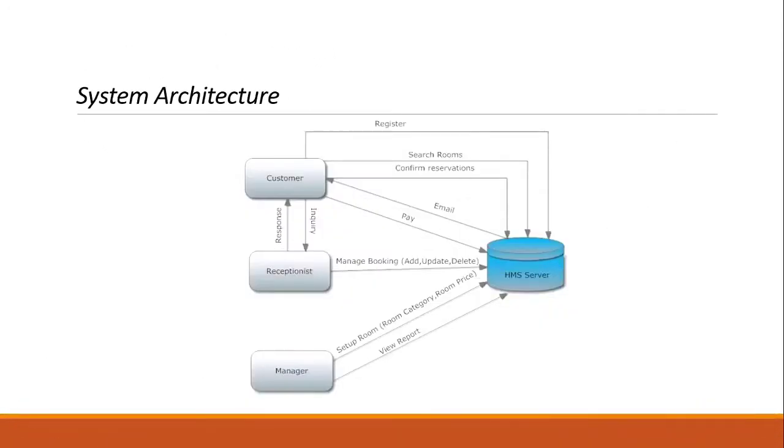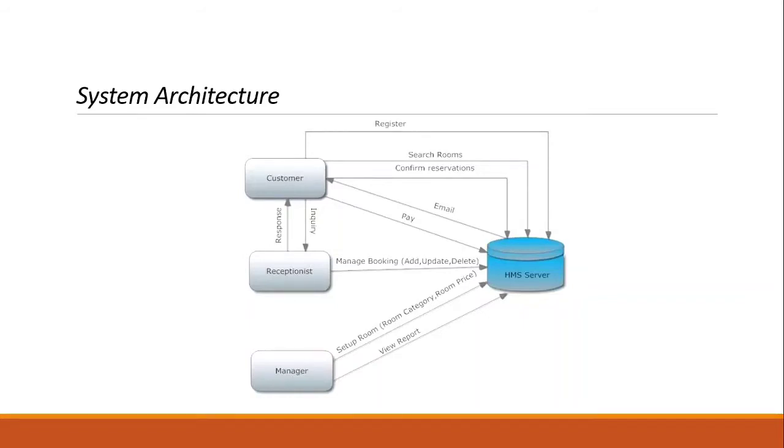This is the system architecture used by the customer, receptionist, and the manager with respect to the server. As you can see, the receptionist responds to the customer when the customer gives an inquiry, and when the customer registers, it goes directly to the server and the data is updated by the receptionist. The receptionist indirectly manages the booking, which adds, updates, and deletes data on the server.